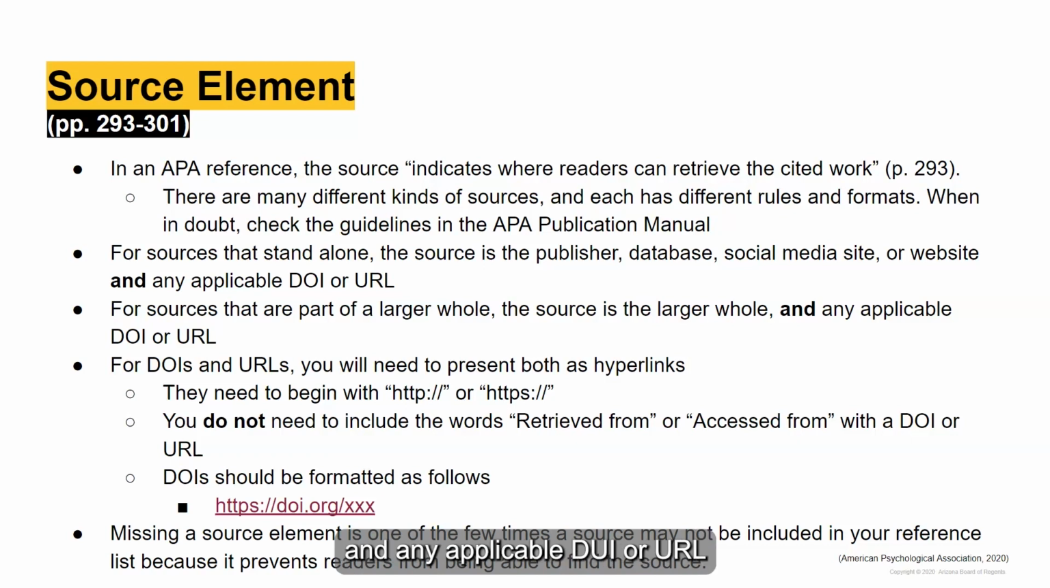DOI or URL. For DOIs and URLs, you will need to present both as hyperlinks. They will need to begin with http:// or https://. You do not need to include the words retrieved from or accessed from with a DOI or URL. And DOI should be formatted as follows: https://doi.org/ then the DOI number. Missing a source element is one of the few times a source may not be included in your reference list because it prevents readers from being able to find the source.